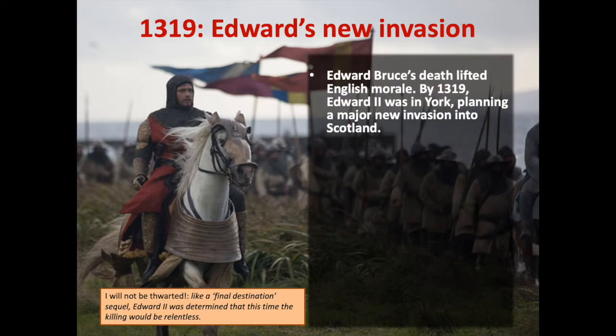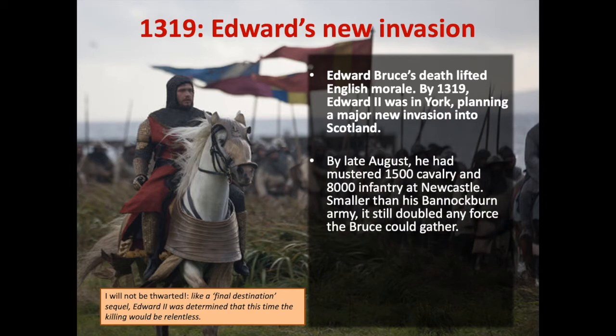Edward Bruce's death lifted English morale. By 1319, Edward II was back in York and he was planning a major new invasion into Scotland. By late August of 1319, he'd mustered 1,500 cavalry and 8,000 infantry at Newcastle. It was small compared to his Bannockburn army, about half the size, but it still doubled any force that the Bruce could gather.